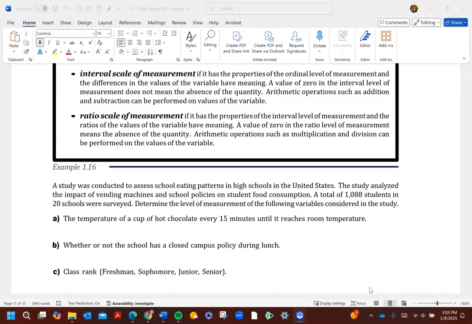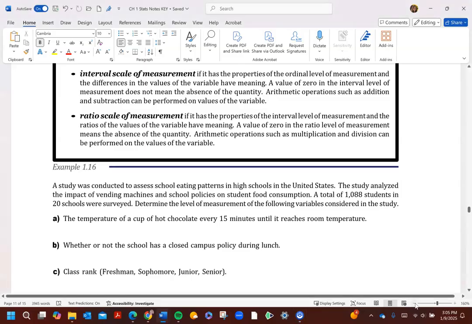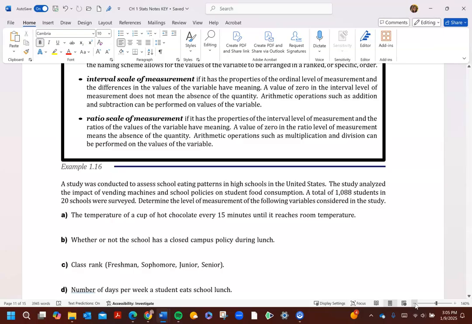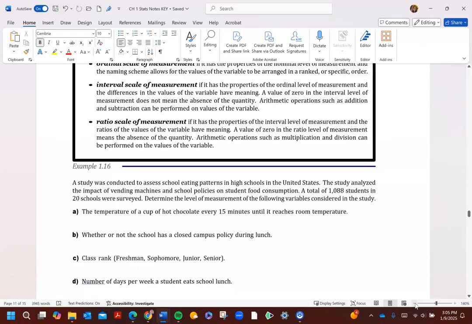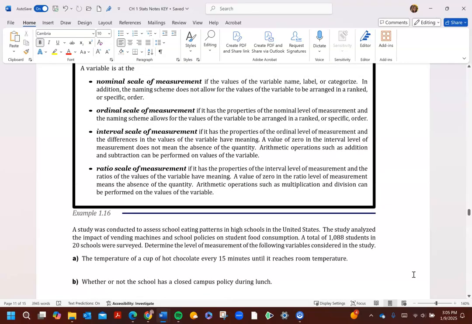So based on what you saw up here, and I'll shrink this down a little in case you don't have your workbook there in front of you, you can see them. So we have nominal, ordinal, interval, and ratio. So A is the temperature of a cup of hot chocolate every 15 minutes until it reaches room temperature. So which one do you think that is? So you can pause the video and think about it.